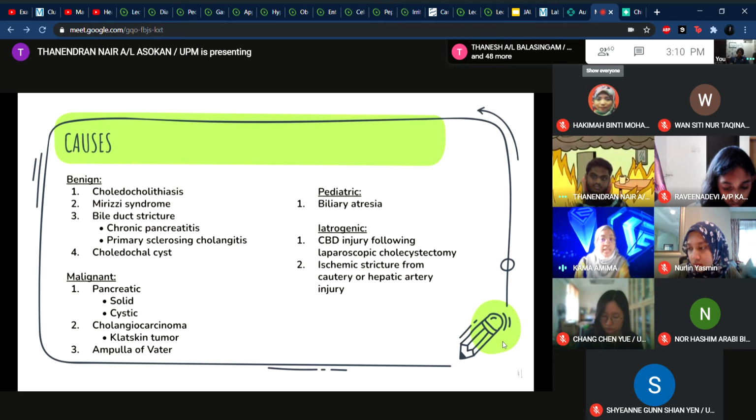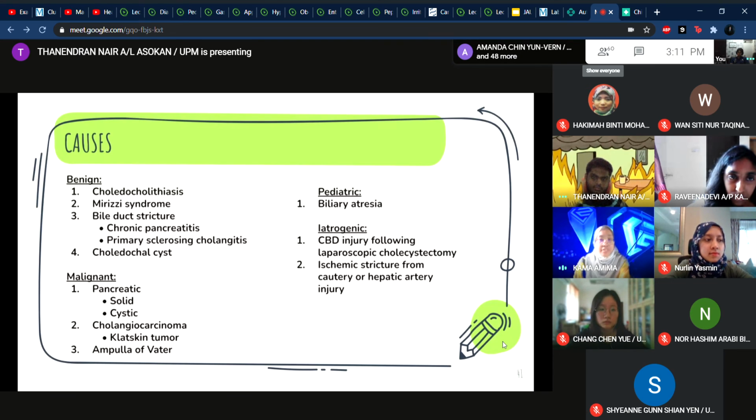The next one is ampulla of Vater tumor, also known as ampullary cancer. So actually ampullary cancer is a rare type of cancer, and it's when cancer starts in the part of the body called the ampulla of Vater. So as we know, the ampulla of Vater is a small opening where the pancreatic and bile duct from the liver connect to the first part of the small intestine, which is the duodenum.